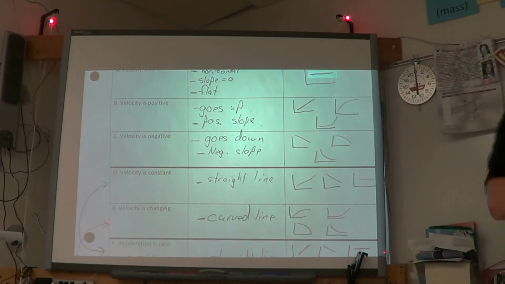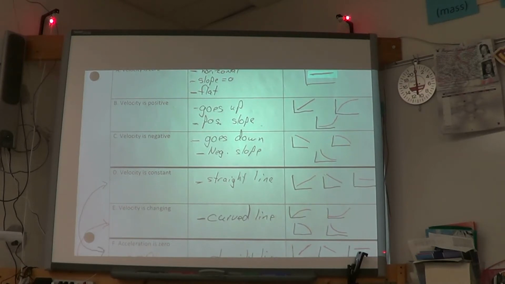Curved lines in a position versus time graph tell us that the velocity of this object is changing. It's not the same. It's either speeding up or slowing down. It's one of the two. The fact that it's curved doesn't necessarily indicate one or the other. It's telling us that it is going to change. We have to figure that out.